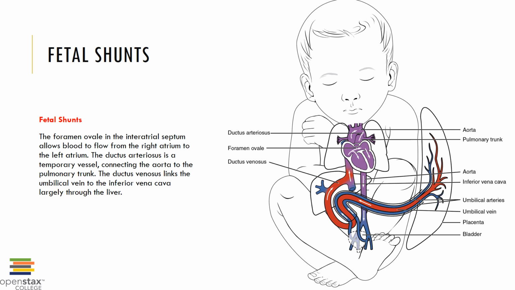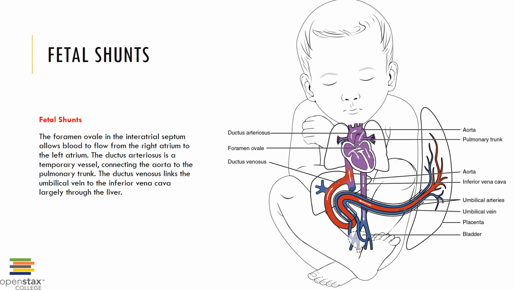The foramen ovale is one fetal shunt, and it's in the interatrial septum, which allows blood to flow from the right atrium to the left atrium, thereby bypassing the non-functioning fetal lungs in utero.